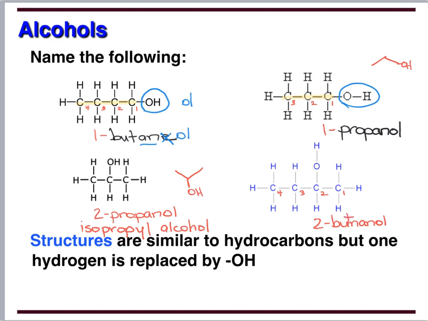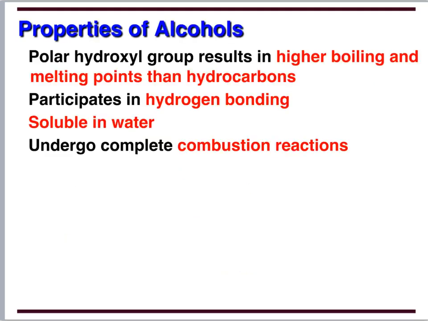Okay, so our structures, as you can see, are very similar to our hydrocarbons. We've just replaced one of the hydrogens with an OH. And again, by no means are these the only alcohols containing one hydroxyl group. There are many that have multiple hydroxyl groups. But again, to keep it simple for us, we're just going to deal with the ones that only have one of the hydroxyl groups on there.